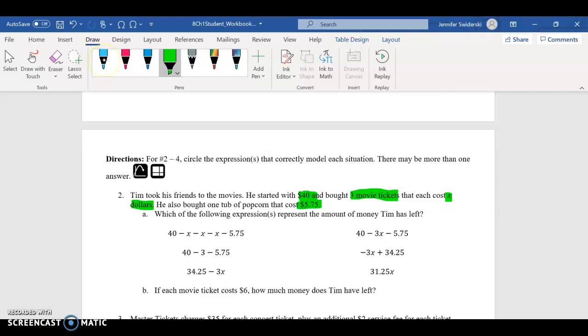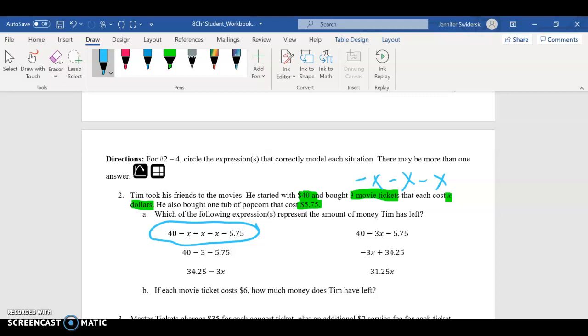Well, we know Tim started with $40, but then he bought 3 movie tickets that were each x dollars. So that means I can subtract x, 1, 2, 3. That would represent the tickets that Tim purchases. So which of the following represents the amount of money Tim has left? Let's look at this first one. Tim starts with 40. He takes away x, takes away x, takes away x. Great. Takes away 5.75 because of that popcorn. That works. Here, he has 40. He subtracts 3x, and then he subtracts 5.75.